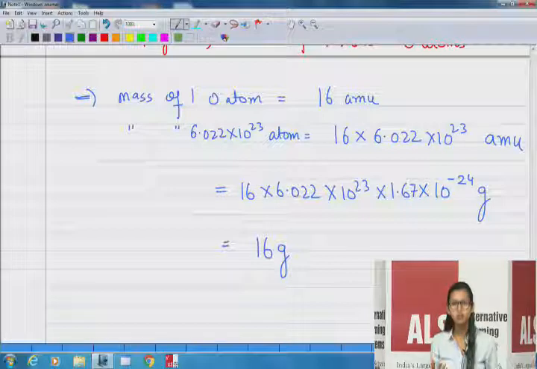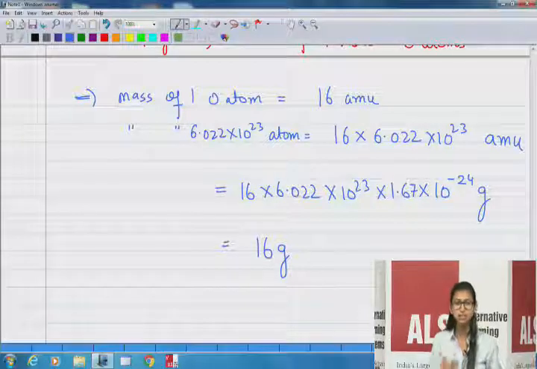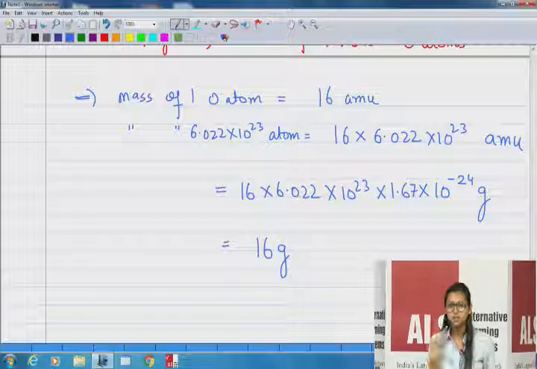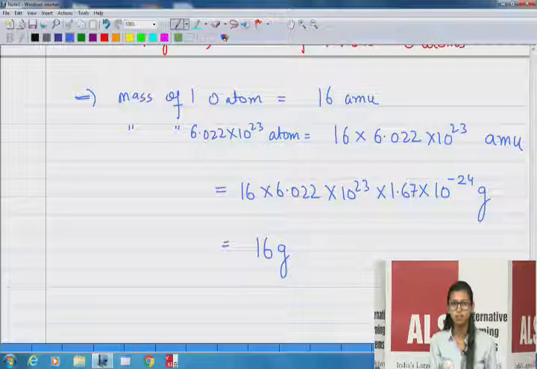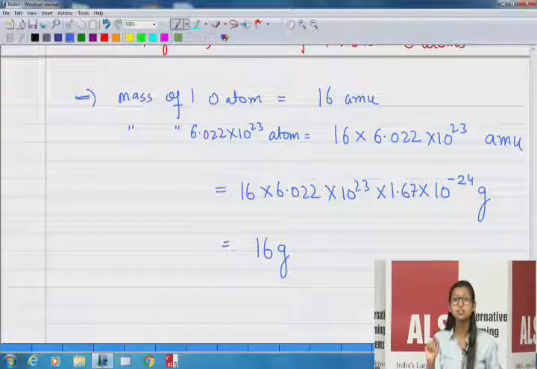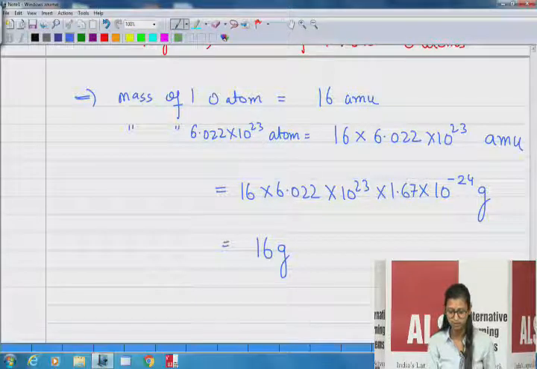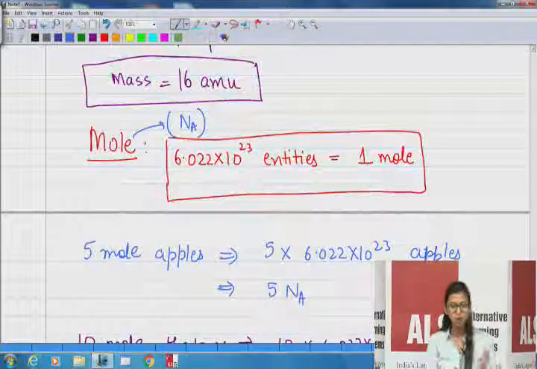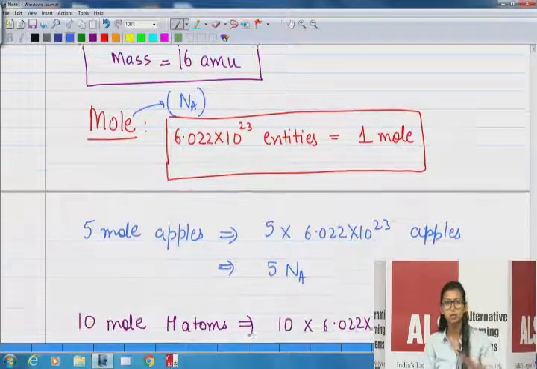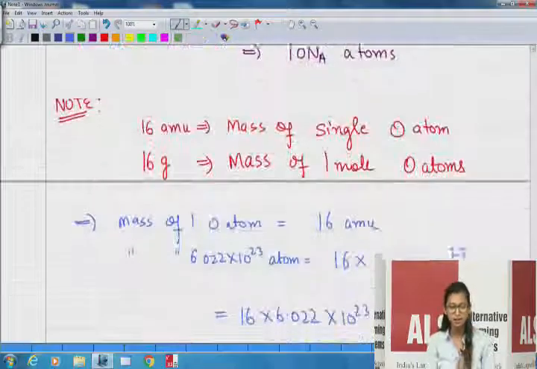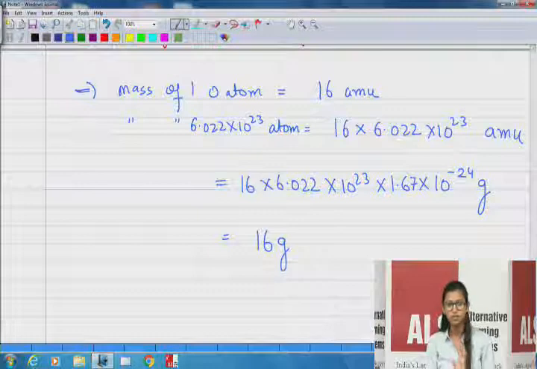But later on, when you actually learn the things, when you have understood them, then you find that it's so easy actually. You are just playing with numbers, nothing else. The important thing is, once you get the concept, then everything will be clear and you will be able to solve the questions. So I hope we are clear with the 16 AMU, what the 16 AMU is, and we are clear with the 16 grams as well.